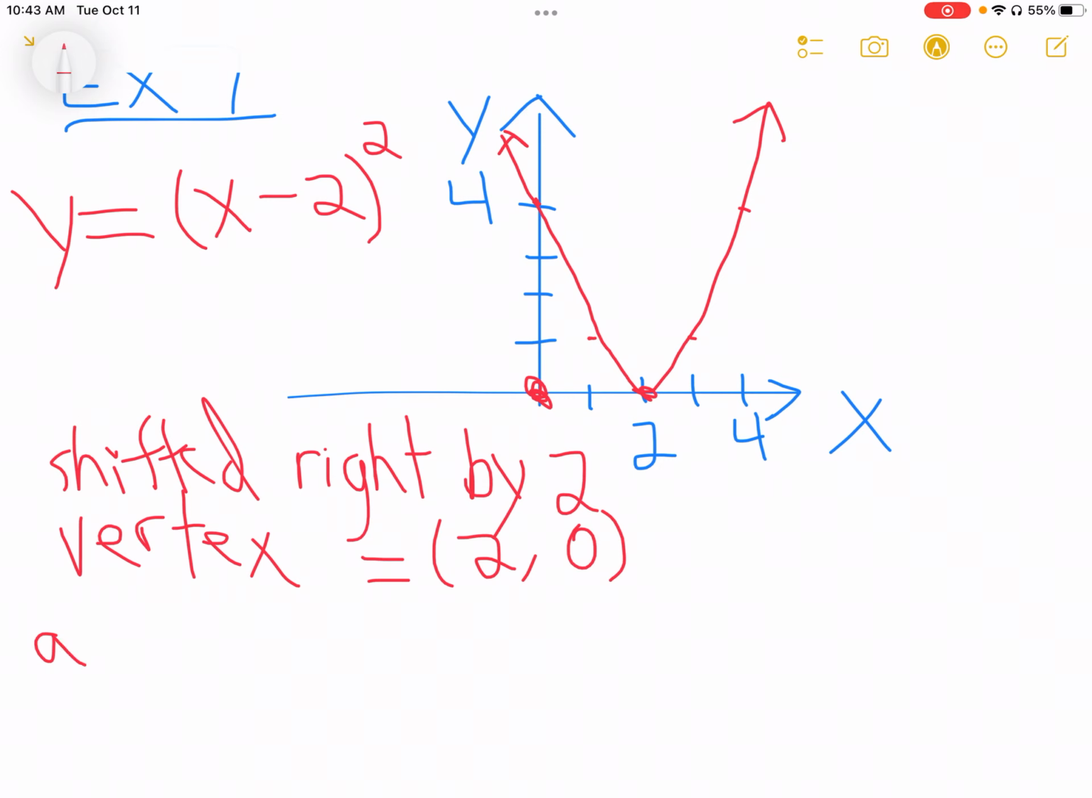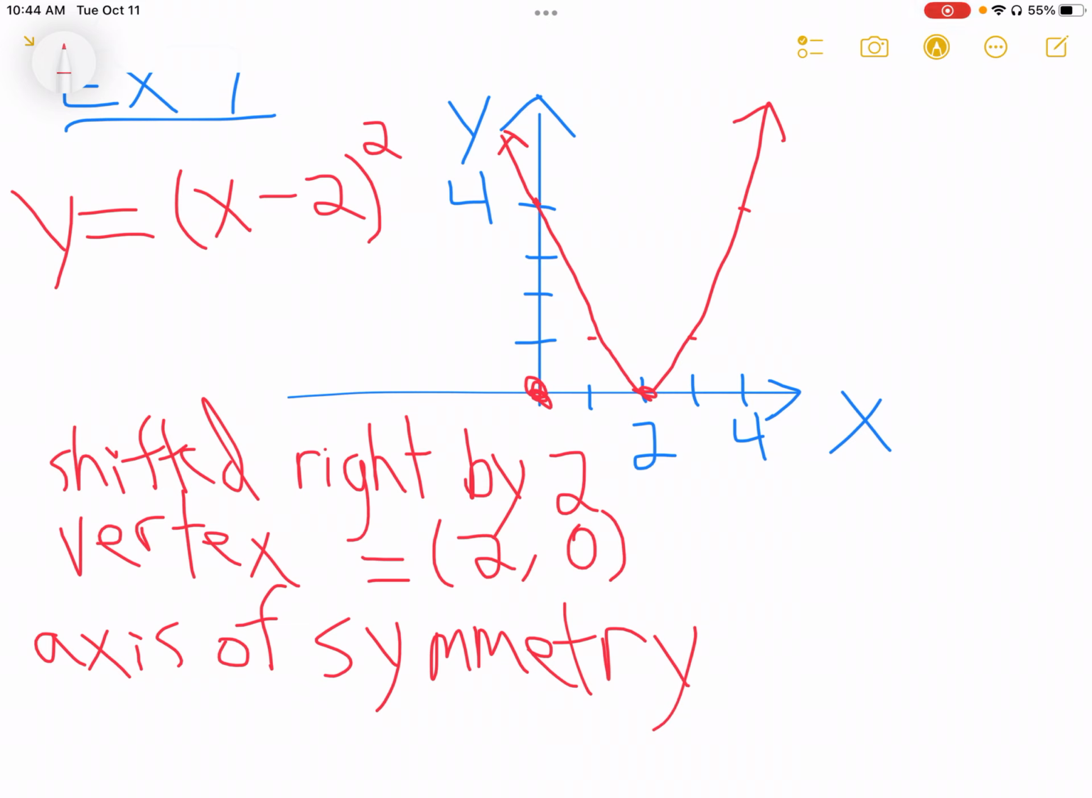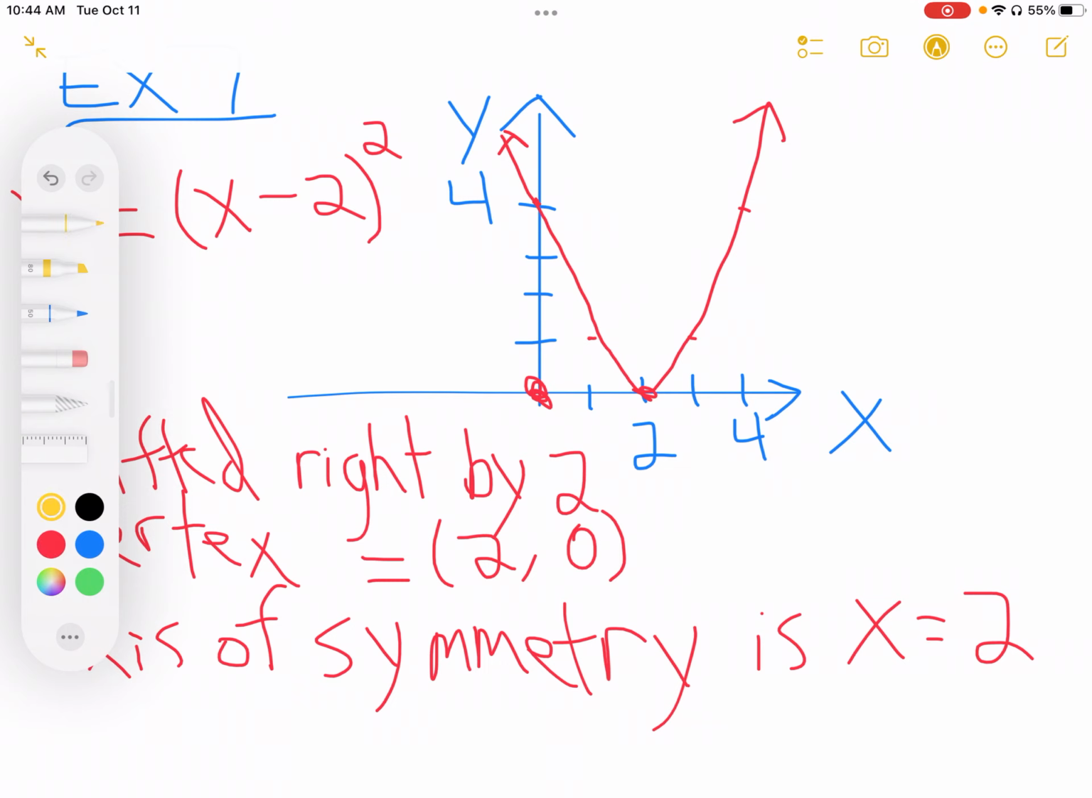So that's my vertex. And then the last thing I could say is my axis of symmetry. So my axis of symmetry is x equals positive 2, right? I can see that. I used this mustard color earlier, but you can see that I can start here along x equals 2, and I can see it's symmetrical this way compared to this way, right? So my axis of symmetry is x equals 2.